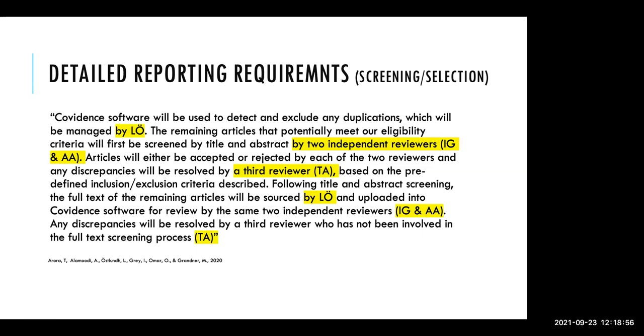But not only that, in a systematic review, you're also very specific on who has done what. Fully transparent with regards to bias, and also transparent in the entire process. So you can see here that the Covidence software will be used to detect and exclude any duplications, which will be managed by LÖ, which is me. And then 2 reviewers independently review the title and abstract. This is IG and AA, etc., which are the other researchers.